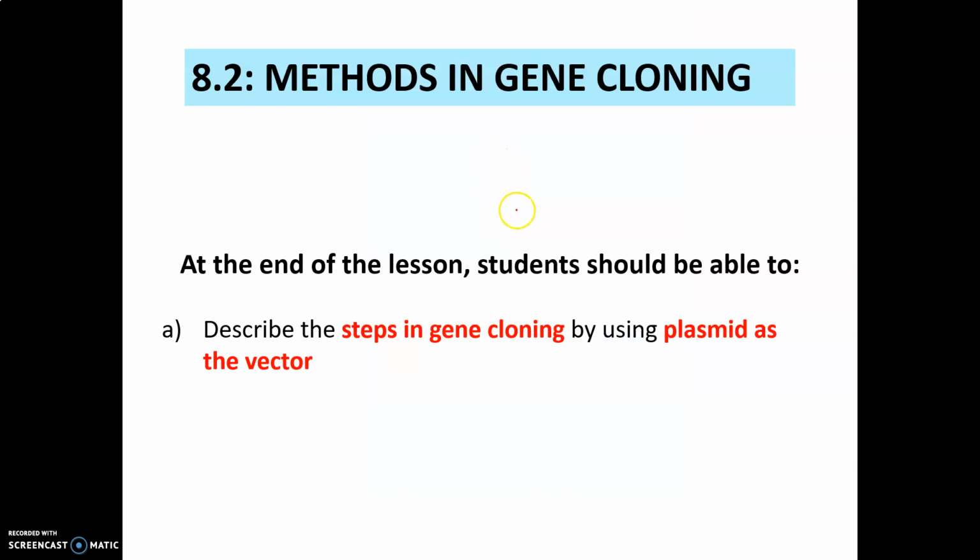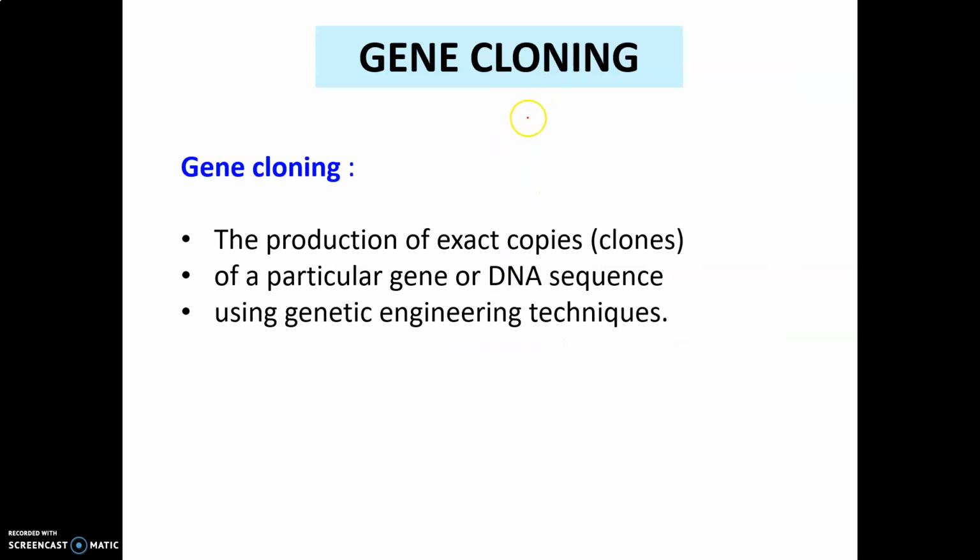Now, kita nak tengok what are the steps in the gene cloning by using plasmid as vector. So basically, saya dah actually explain the steps tadi bila kita explain the tools. They go hand in hand. So nanti awak boleh tengok balik lah. And then again, apakah gene cloning? Dia akan produce the exact copies of clones of a particular gene or DNA sequence using genetic engineering techniques. Kita nak cloning kan, kita nak multiply the gene.